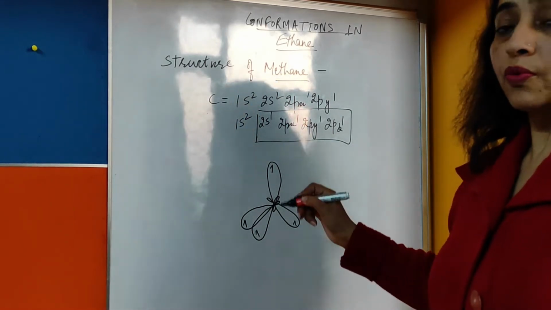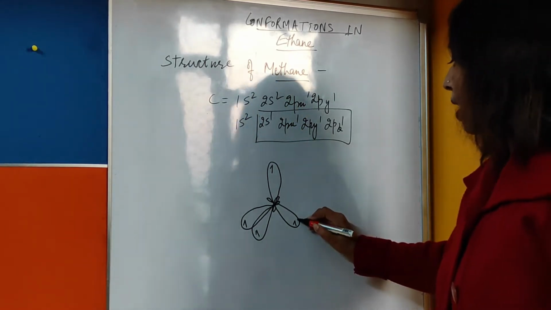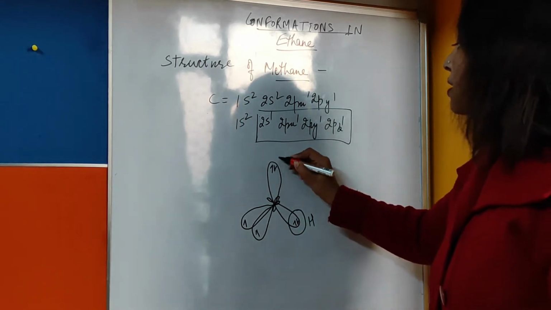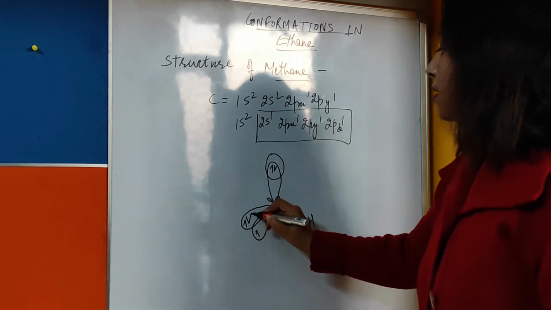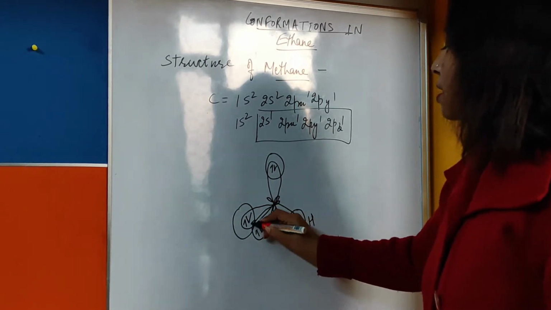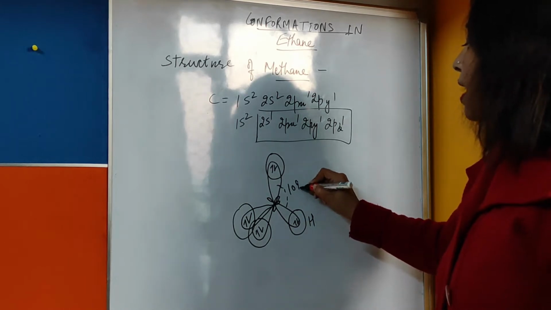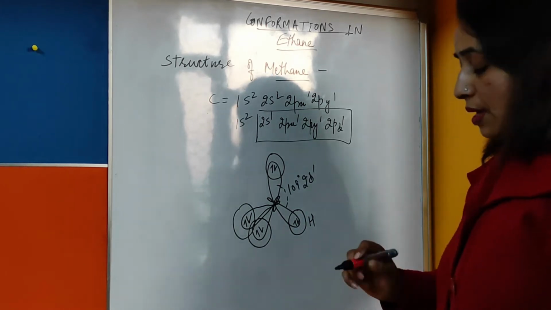Now all these four sp3 half-filled hybridized orbitals will overlap with the half-filled 1s orbital of hydrogen. And that is how we will get a tetrahedral molecule where the bond angle is 109 degrees 28 minutes.